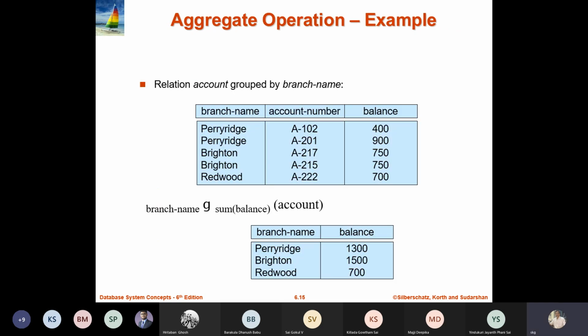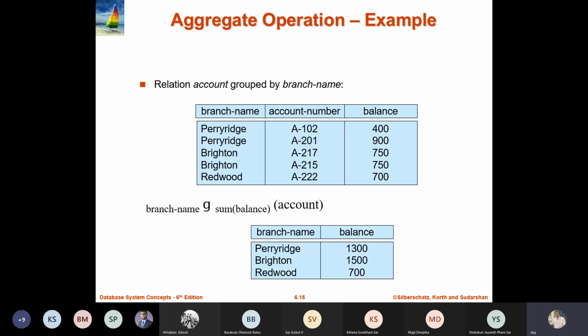Here, relation account is grouped by the branch name. There are 3 branches: one is Perry, another is Brickton, another is Redwood. These are the account numbers, and these are some of the balances. So in the branch name G sum, this aggregate function is sum on the balance and the account.